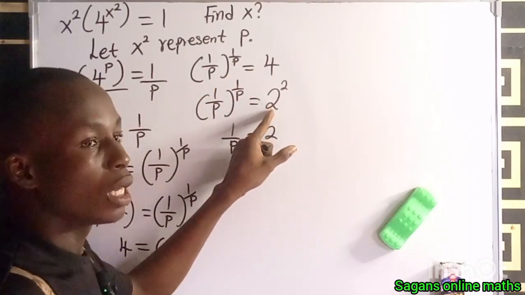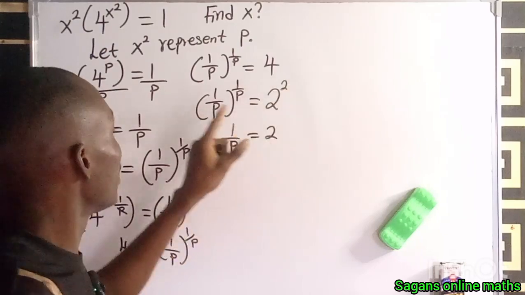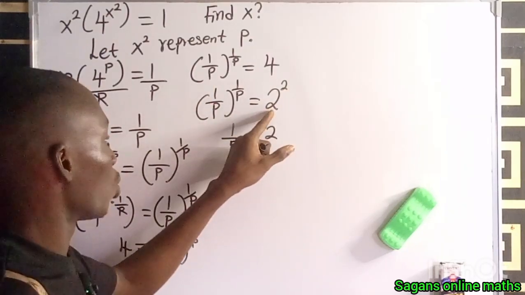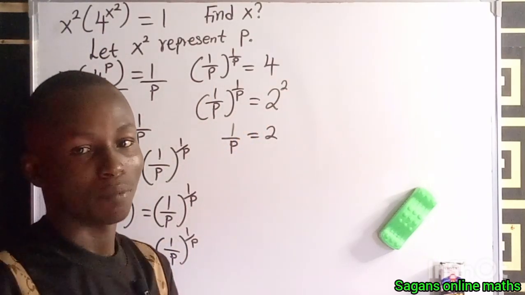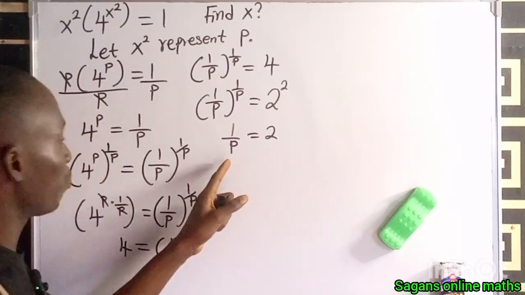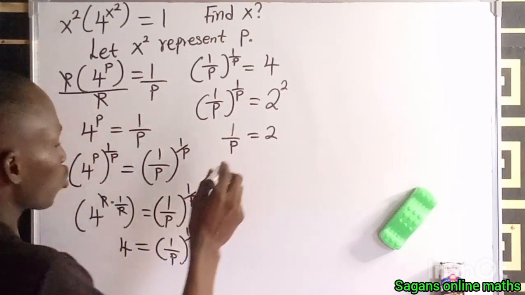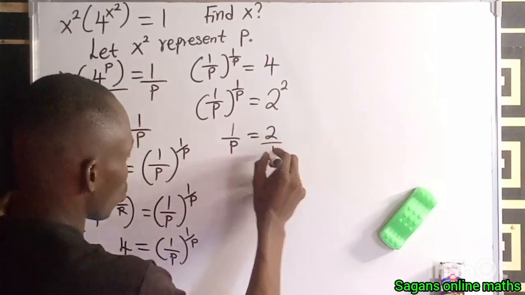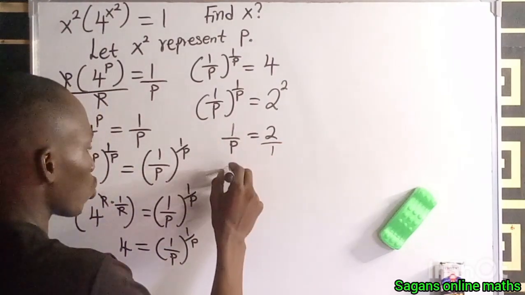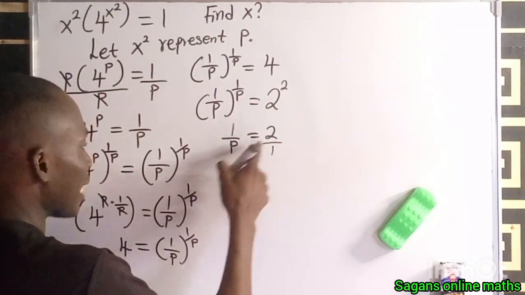The base here is what? It is 2, and the power here is 2. Since the base here is 1 over p and the base here is 2, it's a good comparison. Okay? Now let's solve for p from here. We have 1 over p is equal to 2. Now at this point, what you're going to do, the denominator here is what? It is 1. 1 times 1 will give us 1, equal to p times 2, which gives us what?